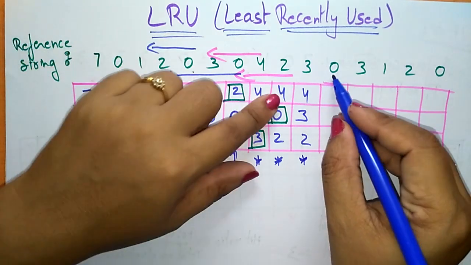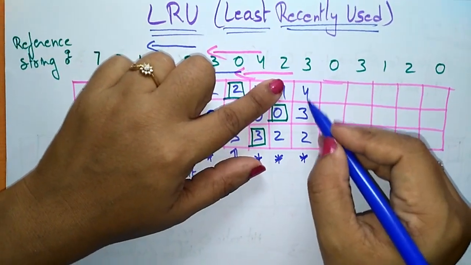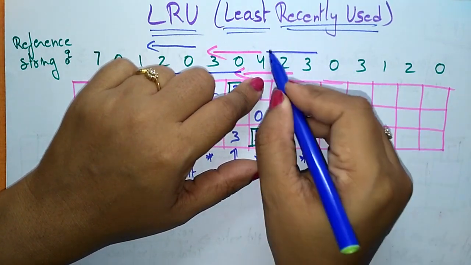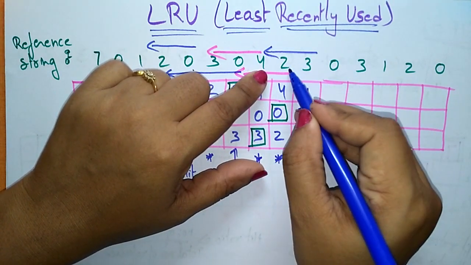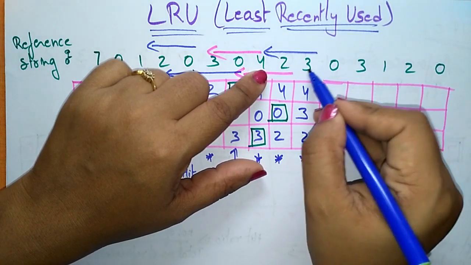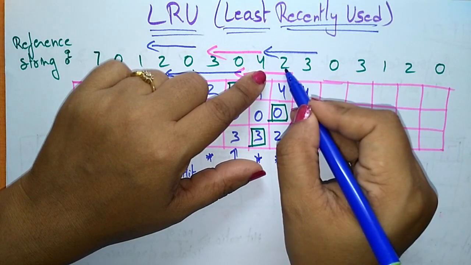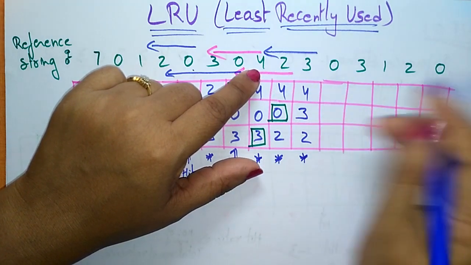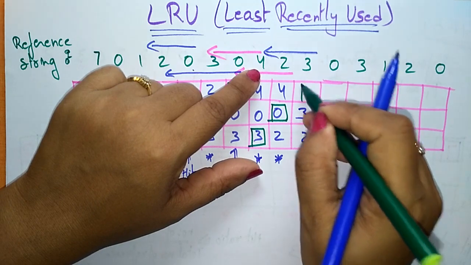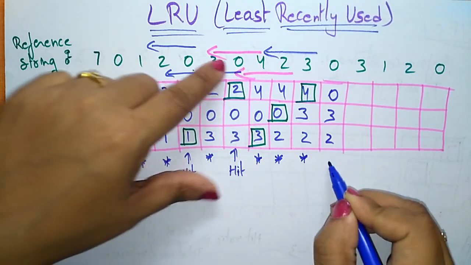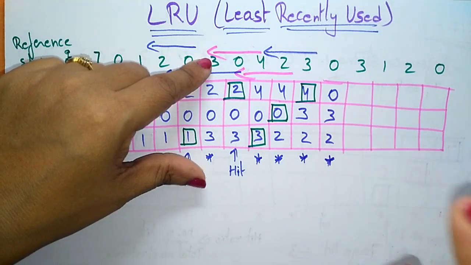Now write for 0. Which page has to be replaced? Check for the least recently used. Here there are only 3 numbers, 3, 4, 2, so you have to check these 3 numbers only. 3 is most recently used, 2 is next, 4 is least recently used. So in place of 4, I have to write 0, 3, 2. So this is also a page fault because 0 is not present.